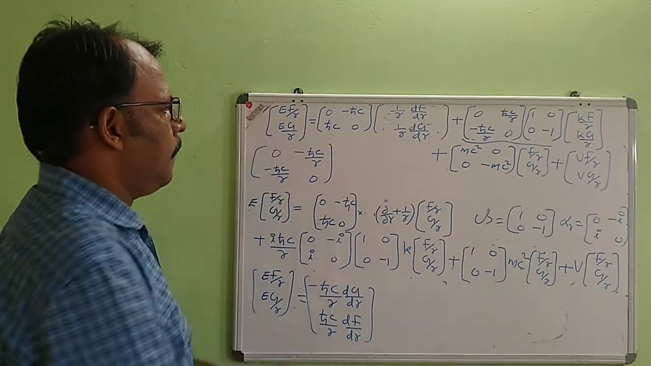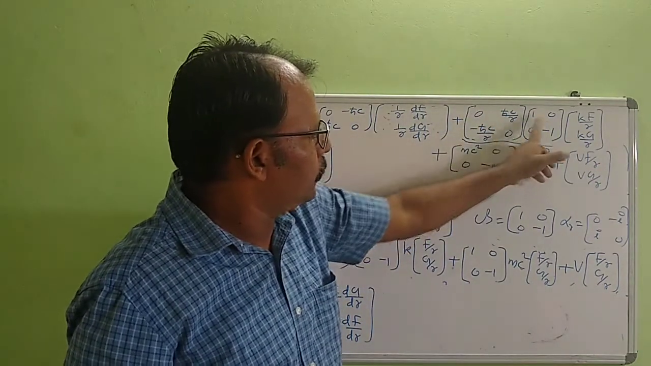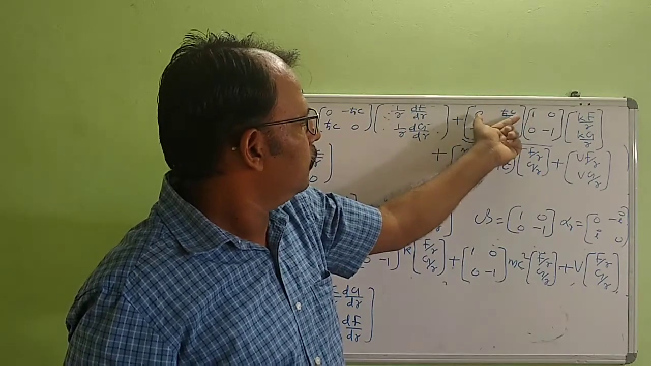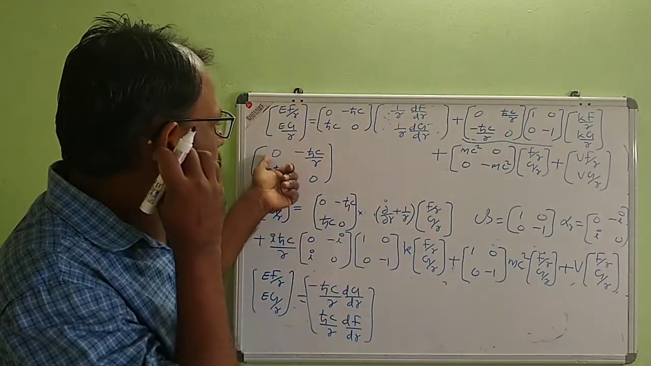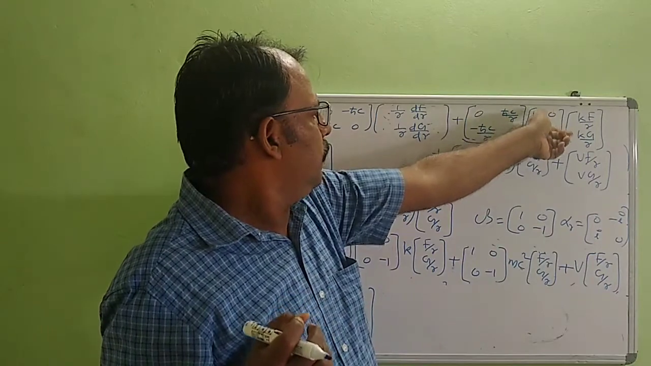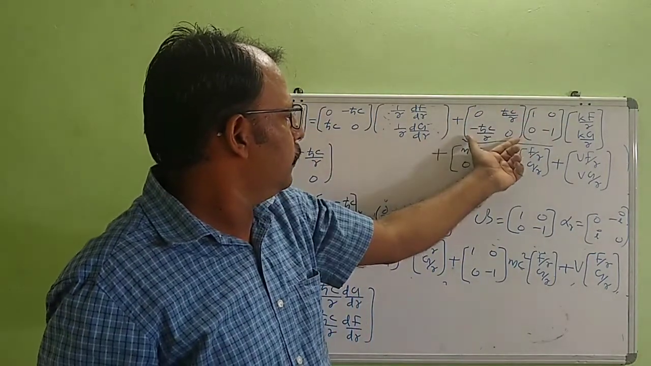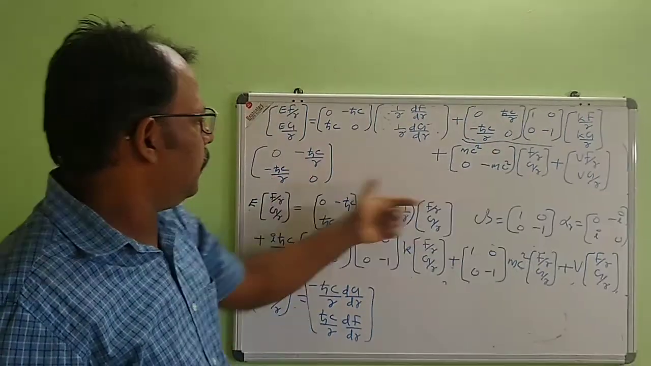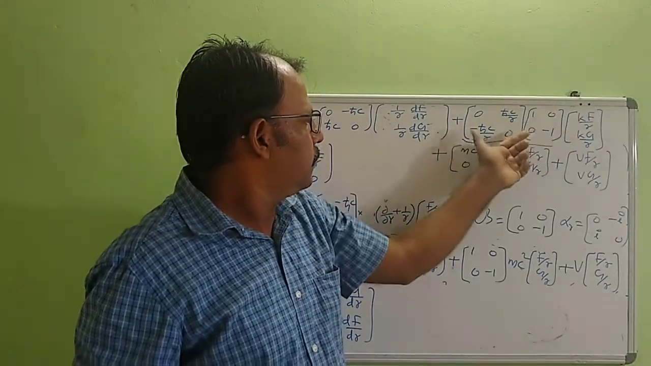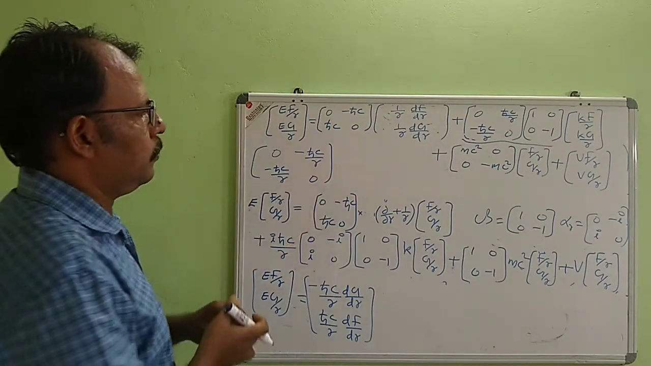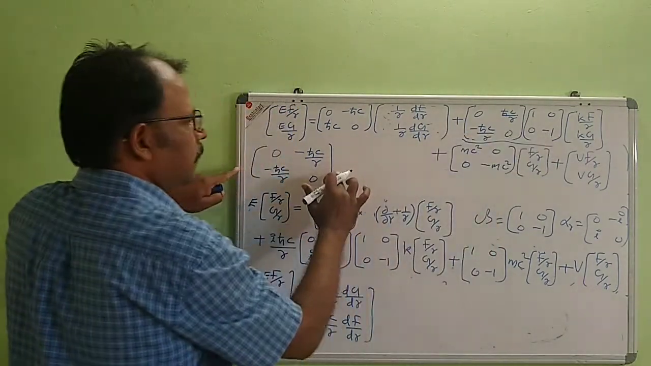Is it correct? Product of these two matrices: 1 0 multiplying with this one, so it is 0. This one 0 minus 1 with this one, minus h bar c by r. 1 0 with this one, minus h bar c by r. 0 minus 1 with this one, so this will be 0. So the product of these two matrices is written here.